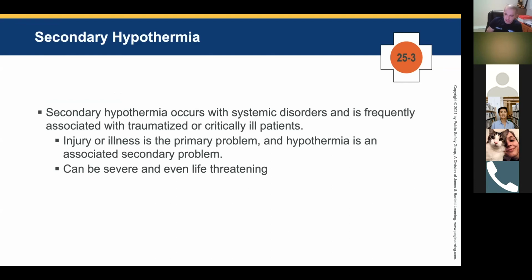Secondary hypothermia occurs from systemic disorders and is frequently associated with traumatized or critically ill patients. So injury or illness is the primary problem, and hypothermia is often an associated problem, and this can be severe and life-threatening. Can somebody think about a condition where we have a primary issue that would lead to hypothermia? Can somebody come up with a primary issue which secondarily leads to hypothermia?